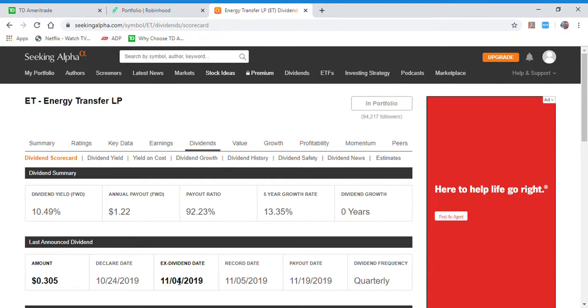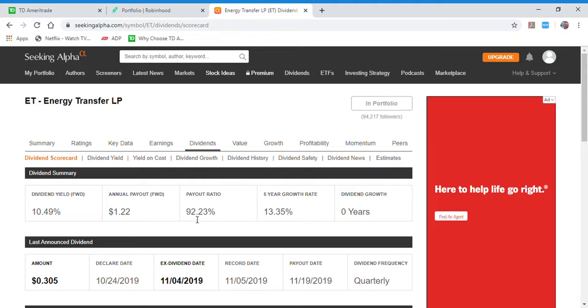They had an ex-dividend date of November the 4th, 2019, a record date of November the 5th, and a payout date of November the 19th. We went over these dates in the last video of terms and definitions, so we can understand now what a lot of this means.